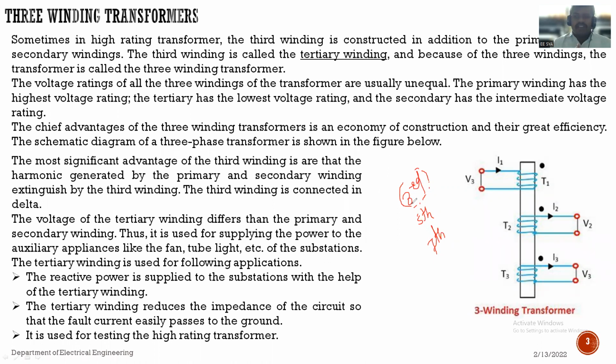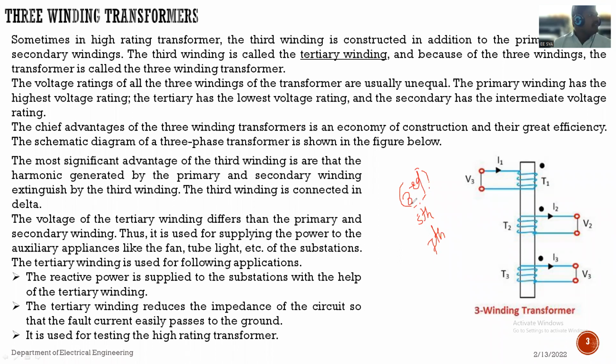So this is the most significant advantage of the third winding: the harmonic generated by the primary and secondary winding can be extinguished by the third winding, and the third winding is connected in delta. So the third winding can be connected in delta so that it will extinguish the harmonic generated by the primary and secondary winding. So this harmonic can be extinguished.